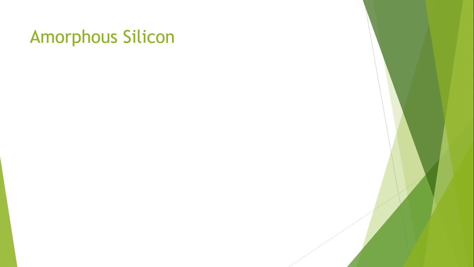Hello and assalamu alaikum. This is a continuation of lecture number 16, and in this part of the lecture I will discuss amorphous silicon. So basically amorphous silicon, or a-Si, is a non-crystalline form of silicon that is used for manufacturing of solar cells and the thin film transistors in LCD.